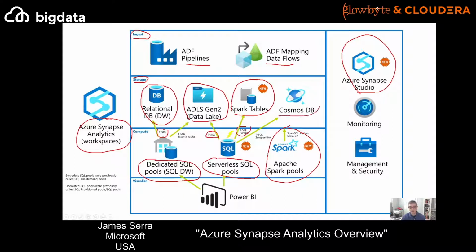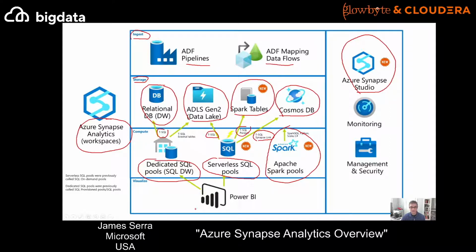Another landing zone is Cosmos DB, where you can have an OLTP type of solution landing data in Cosmos DB, and I can access that data through the SQL serverless pool within Synapse using this feature called Synapse Link, and we'll demo that.